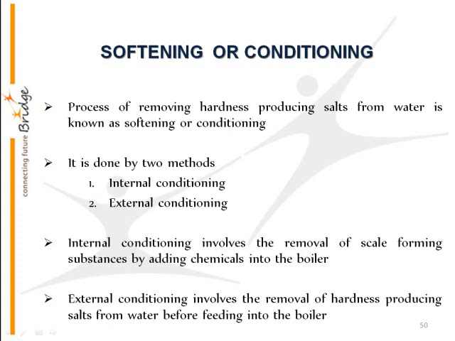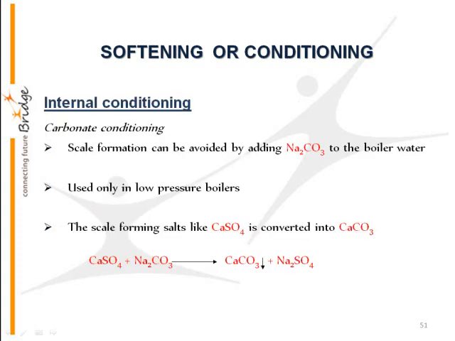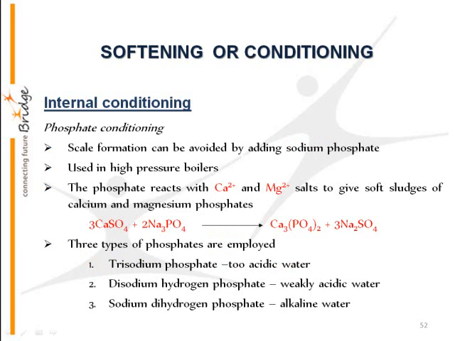Internal conditioning involves removal of scale forming substances by adding chemicals called boiler compounds directly into the boiler. Scale formation can be avoided by adding sodium carbonate to the boiler water and is used only in low pressure boilers. Scale formation can be avoided by adding sodium phosphate and is mainly used in high pressure boilers. The phosphate reacts with calcium and magnesium salts to give soft sludge of calcium and magnesium phosphates.